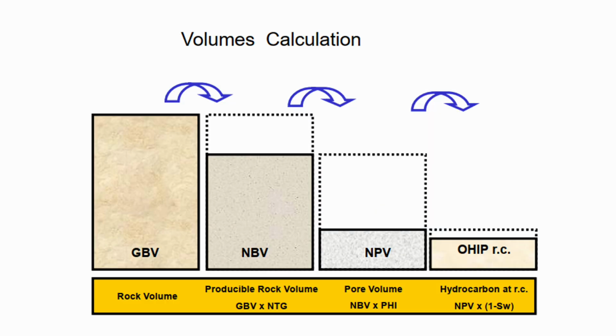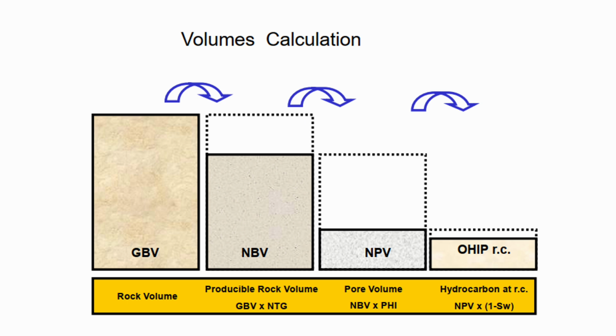Now, breaking down the step-by-step process of calculating OHIP. Gross bulk volume: the total volume of the reservoir rock, including both productive and non-productive areas. Net bulk volume: by multiplying the gross bulk volume with the net to gross ratio, we remove non-productive rock, leaving only the portion that can hold hydrocarbons. Net pore volume: not all rock is solid. Some have tiny pores that store fluids. So multiplying the net bulk volume by the porosity gives us the total pore volume.